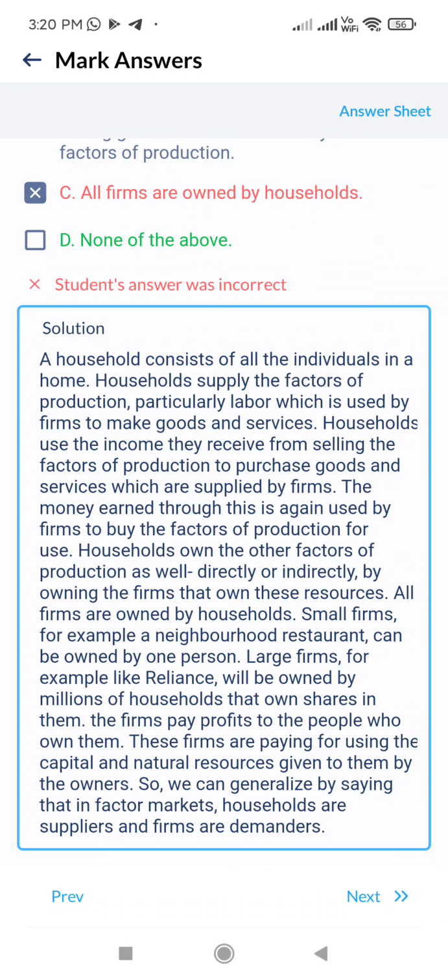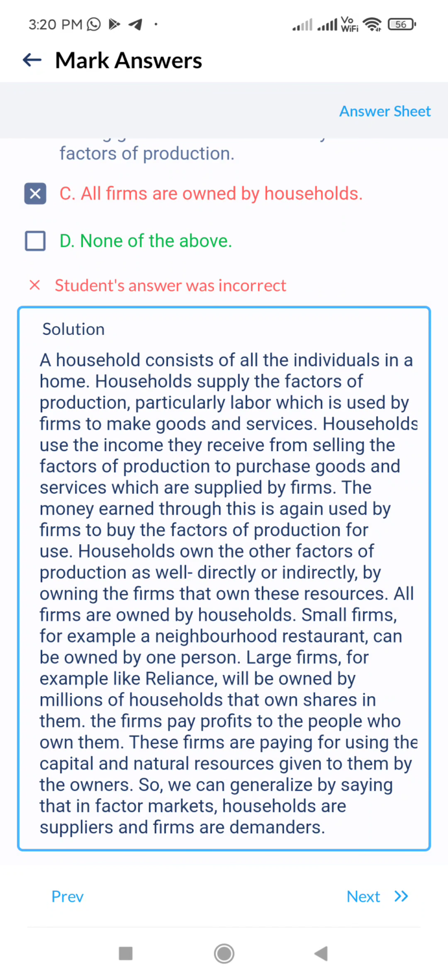Small firms, for example, a neighborhood restaurant, can be owned by one person. Large firms, for example, like Reliance, will be owned by millions of households that own shares in them. The firms pay profits to the people who own them. These firms are paying for using the capital and natural resources given to them by the owners. So we can generalize by saying that in factor markets, households are suppliers and firms are demanders.